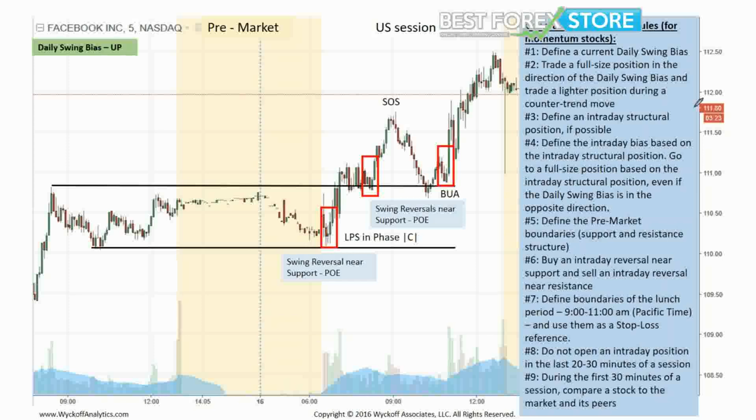Okay, so now we know the rules and guidelines. Now let's go into the case study where we're going to use these rules and guidelines.